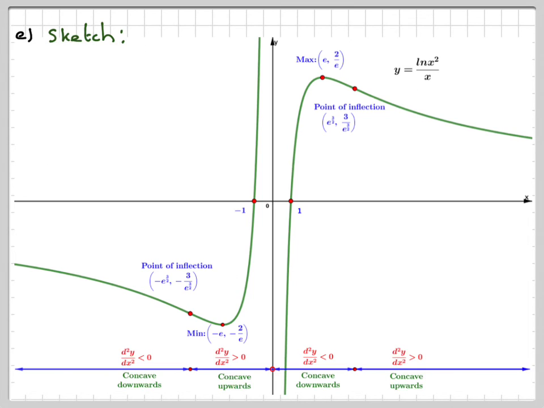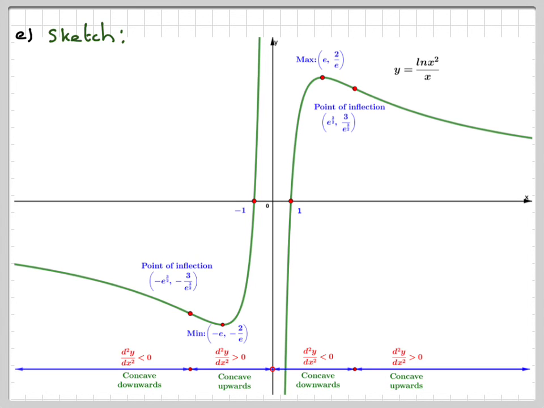Okay, so the sketch is that. That's a sketch of it. So you would have to mark on the points where it crosses the axis, a minimum point over here. It just needs to be in right proportion. And then to work out, there's a point of inflection here, and here, and here. This is concave downwards, this is concave upwards.